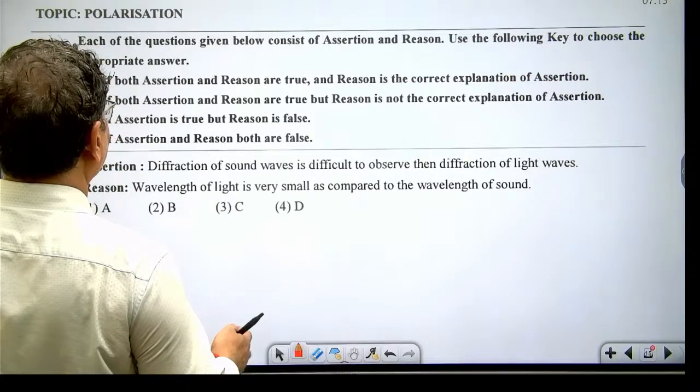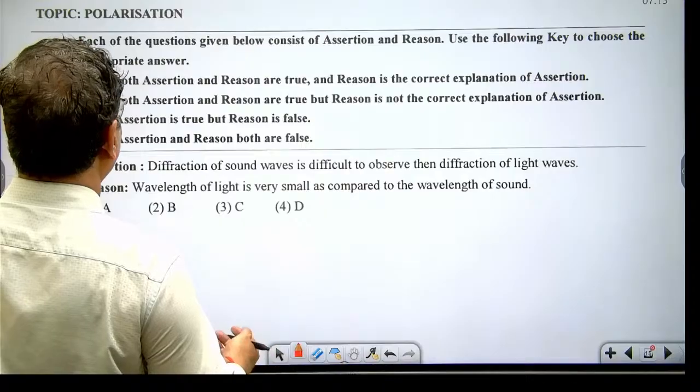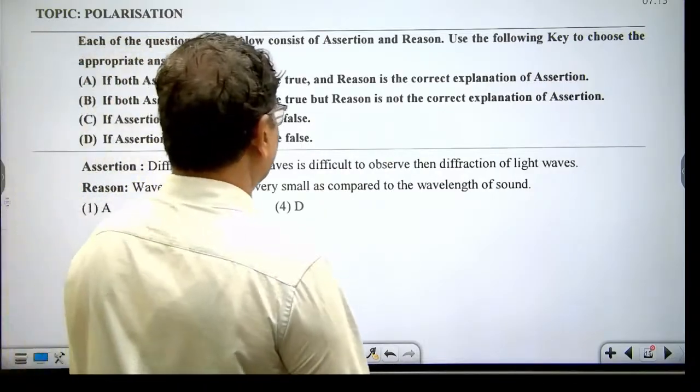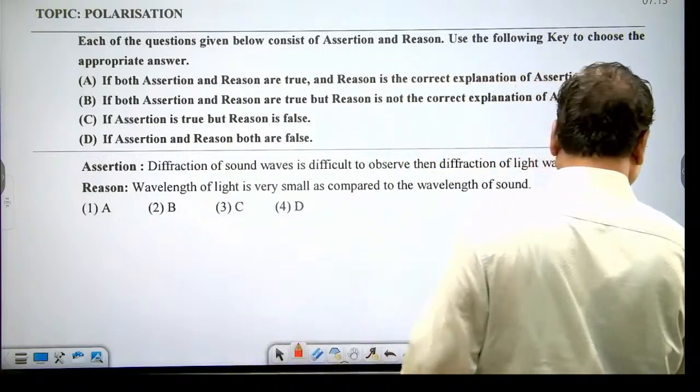Wavelength of light wave is very small. The reason is false. Here the data are not matching.